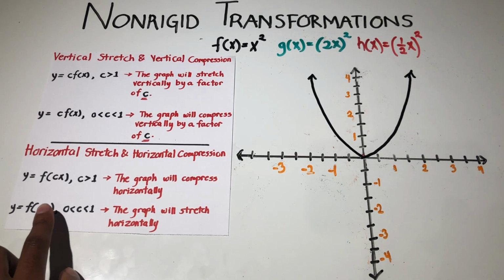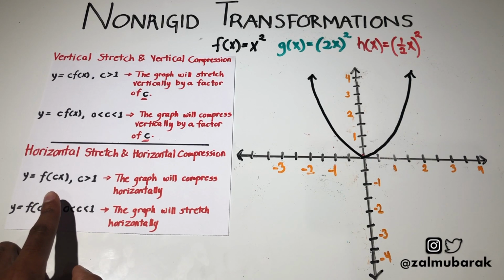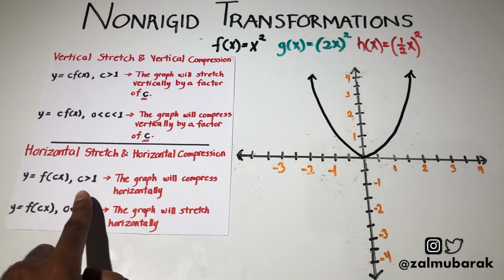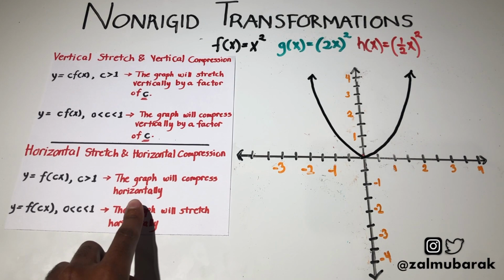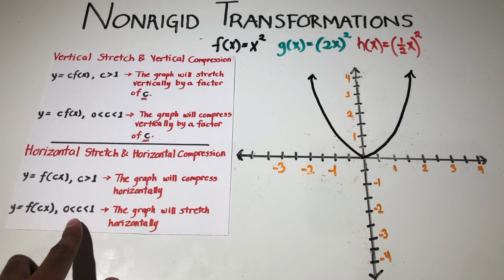Now, if we look at our guideline here, we can see that we have y is equal to f of c of x, where if c is greater than 1, then the graph is going to compress horizontally. Versus if I have y is equal to f of c of x, and if c is between 1 and 0, then the graph is going to stretch horizontally.